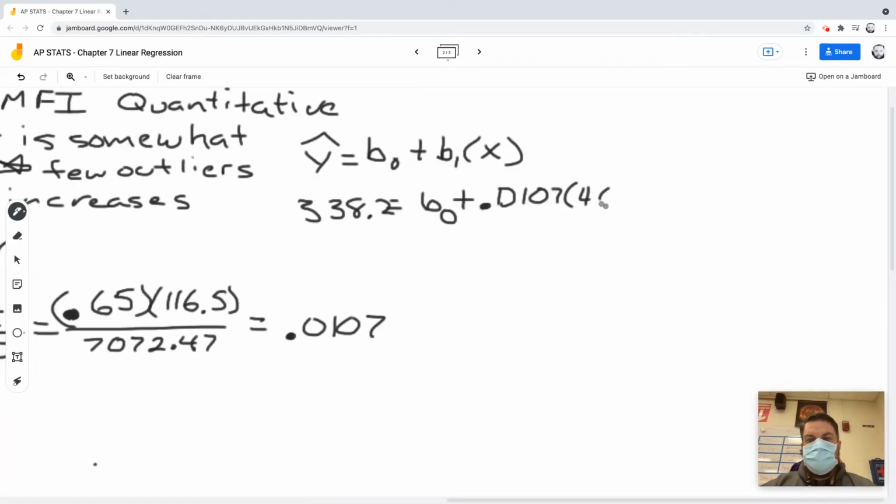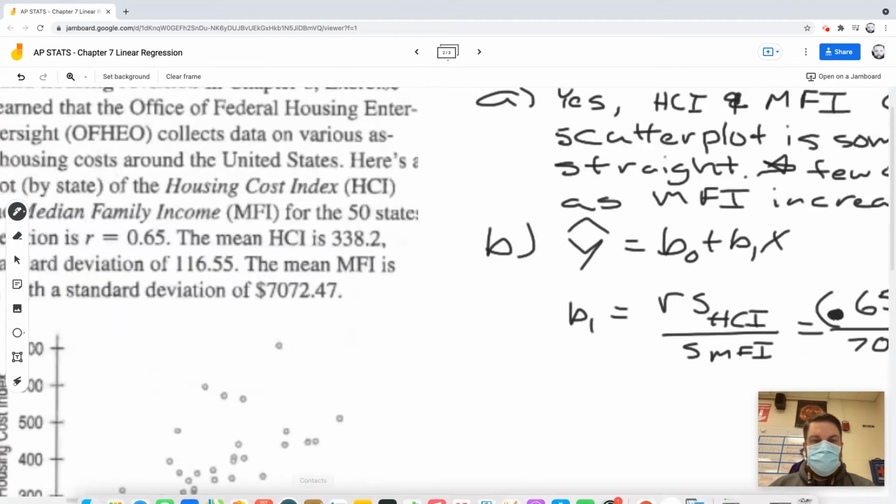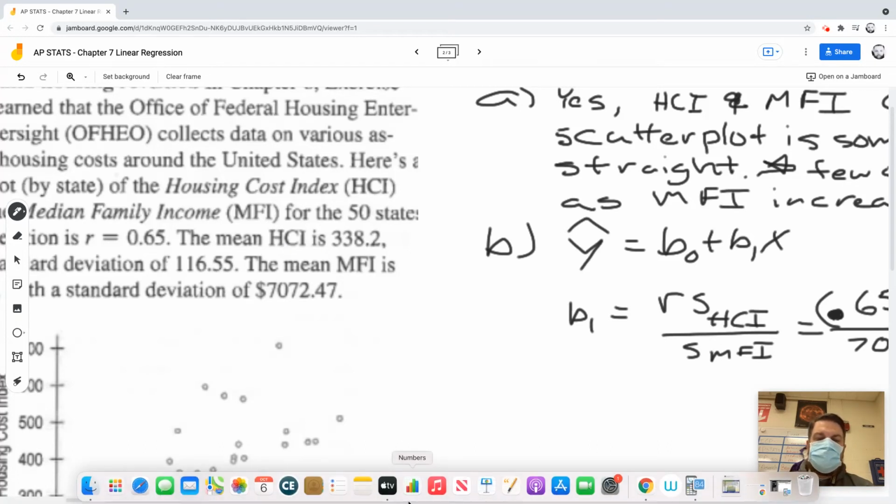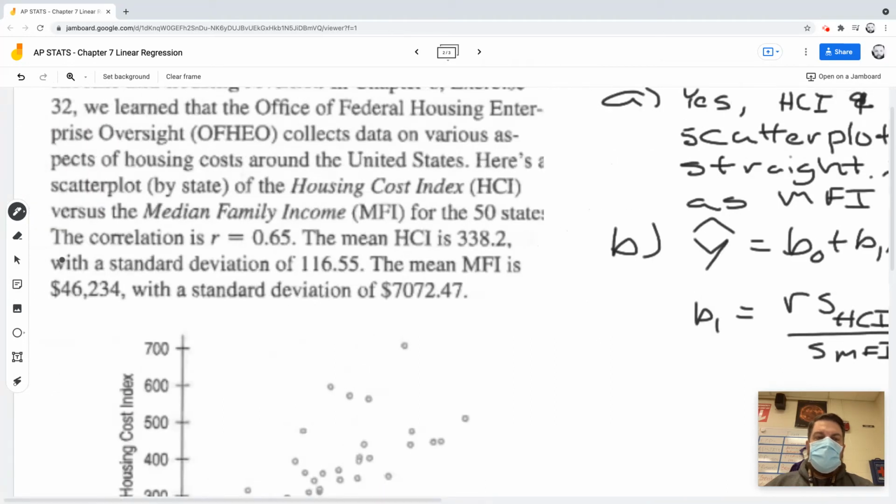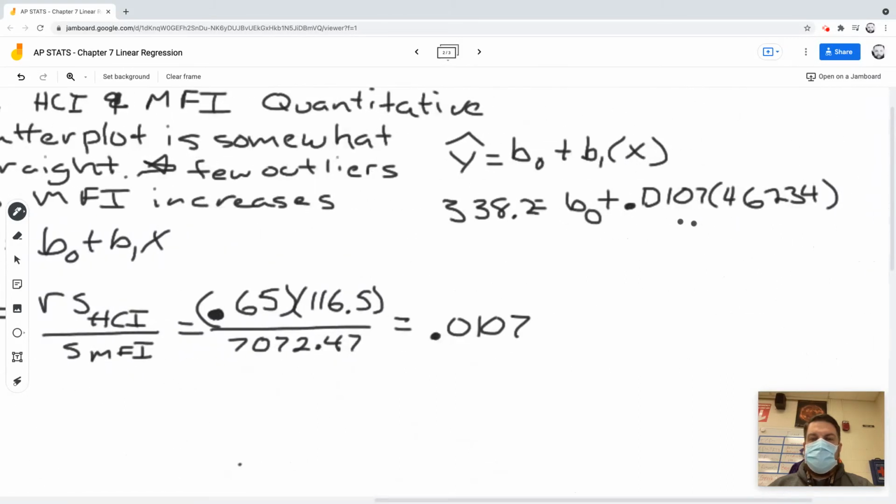So this is 46,234. So if we read the problem, they're saying that the mean housing cost index is 338, and then the mean occurs when the median family income is 46,234. So we're pulling this and this, plugging it into our equation to approximate what the y-intercept is.